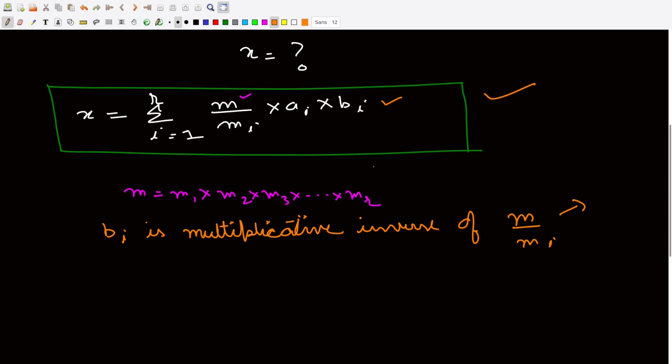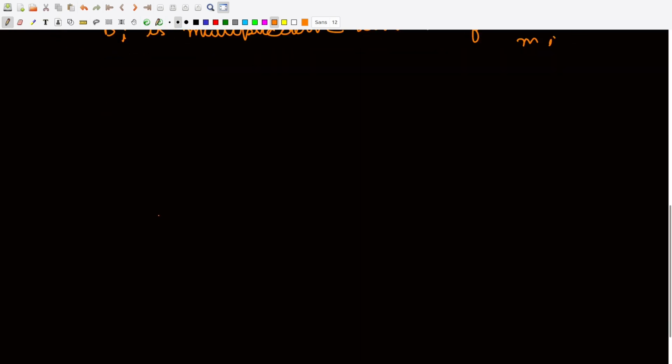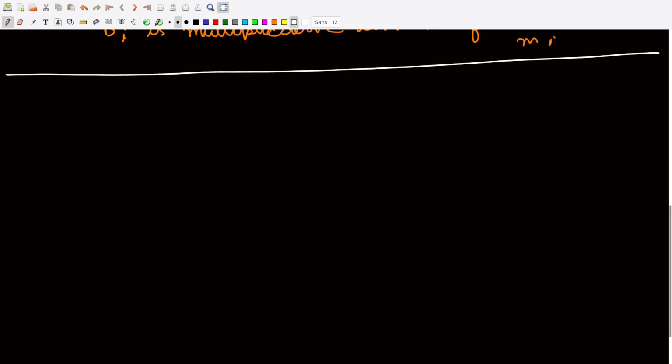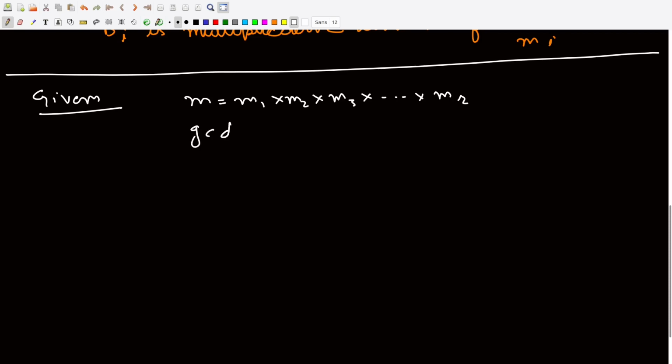Now let's go on with the proof. This is what we want to prove. Before we prove it, let us write down all the things which are given to us. m is equal to m1 into m2 into m3 and so on till mr. And we know that GCD of mi comma mj is equal to 1. This is also given to us.